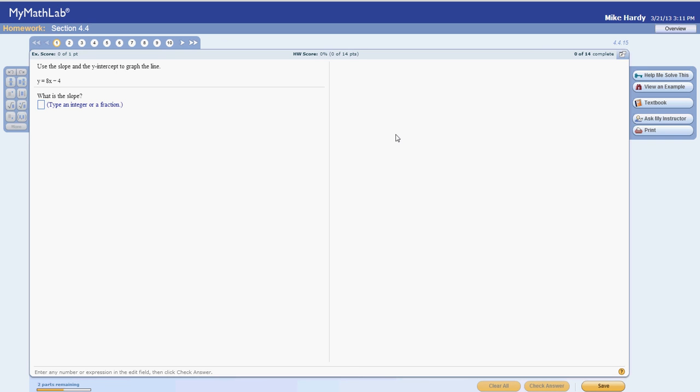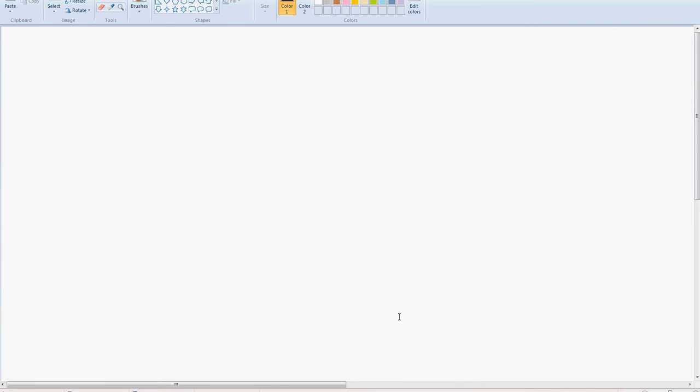Well, now I think I'd like to start going over some of these problems, and that's where the rest of the stuff on slope and intercept and graphing lines will come in. So here we're asked to use the slope and the y-intercept to graph the line y equals 8x minus 4.